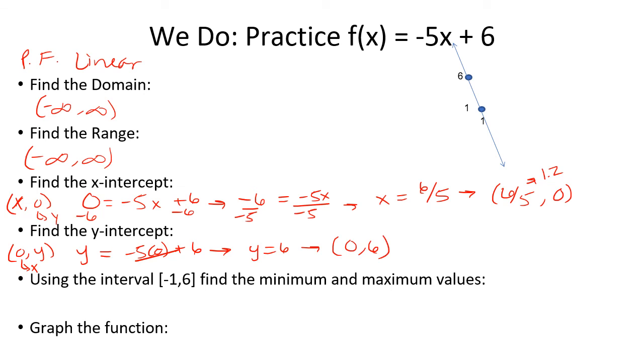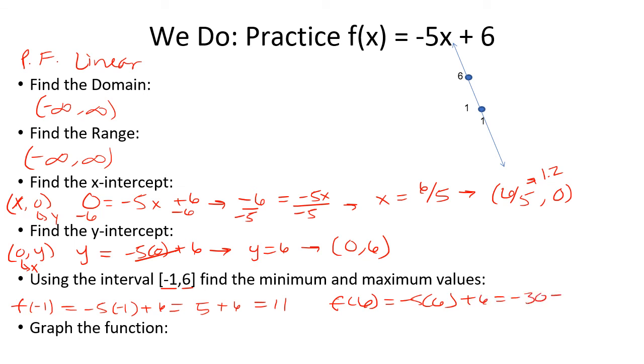On the interval, to determine which is minimum and which is maximum, I have negative 1 and positive 6. So I'm going to evaluate f of negative 1. Plug that in. I get negative 5 times negative 1 plus 6, which equals, a negative times a negative is a positive, so 5 plus 6 equals 11. Now I'm going to do f of 6. So f of 6 equals negative 5 times 6 plus 6 equals negative 30 plus 6, and that equals negative 24.